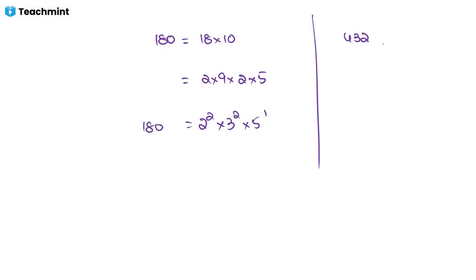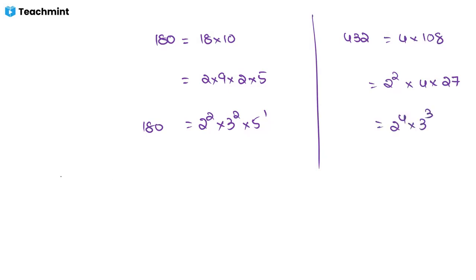See 180 and 432. There are many methods to do LCM, but one easy method is to write the given number as a product of prime powers. So 180 is 18 into 10. 18 is not prime, so I am writing 2 into 9, and 10 as 2 into 5. So it's 2 square into 3 square into 5 power 1. Then 432 is 4 into 108. 108 is again a multiple of 4, 4 into 27. So it's 2 power 4 into 3 cube, right?